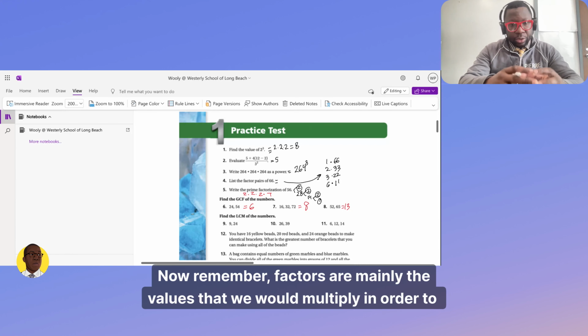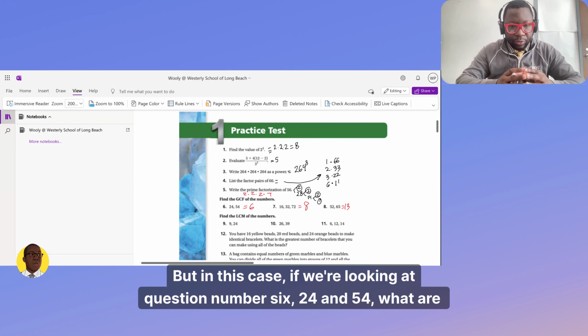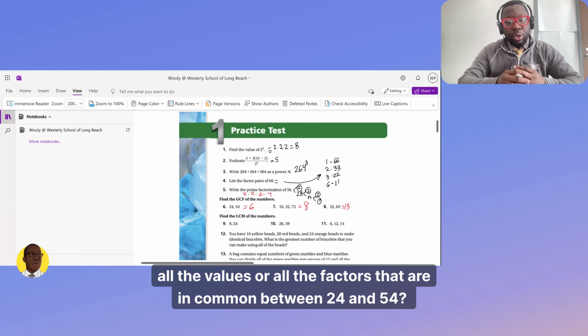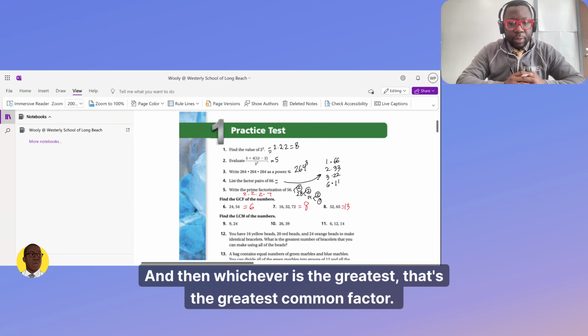Now remember, factors are merely the values that we would multiply in order to get that number. And in this case, if we're looking at question number 6, 24 and 54, what are all the values or all the factors that are in common between 24 and 54? And then whichever is the greatest, that's the greatest common factor.